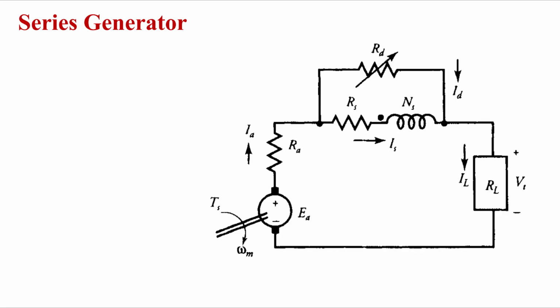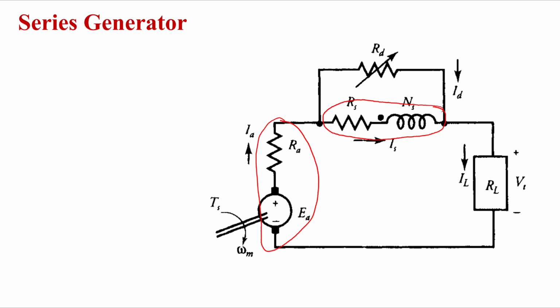Now I'll talk about the series connected self-excited generator. In the shunt connection, we have seen the field circuit was parallel to the armature circuit, right? Now in this type of generator, your field circuit, whatever you are seeing here, this is your field, and it is actually connected in series with the armature. This is your armature. This is your field, right? Now they are connected in series.